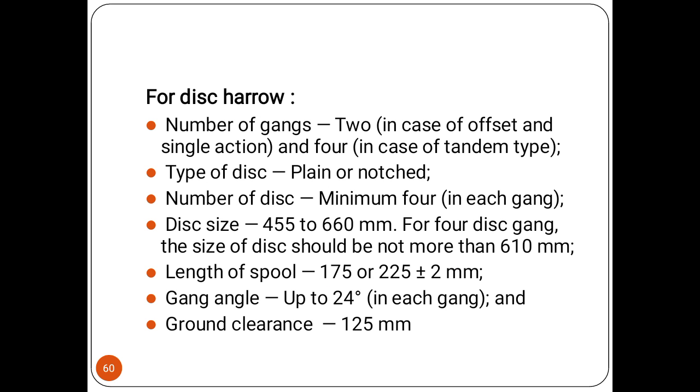In a disc harrow, the number of gangs used is 2 or 4, with discs generally plain or notched. The number of discs is minimum 4. The disc size is 455 to 660 mm. For the 4 disc gang, the size of the disc should be not more than 610 millimeter. Length of spool is 175 or 225 plus or minus 2 millimeter. The gang angle is up to 40 degrees. The ground clearance is 1 to 5 millimeter.